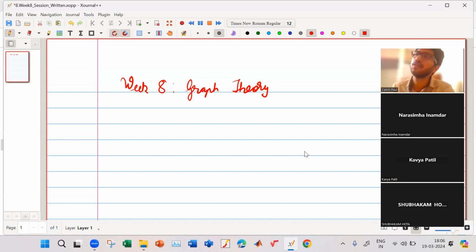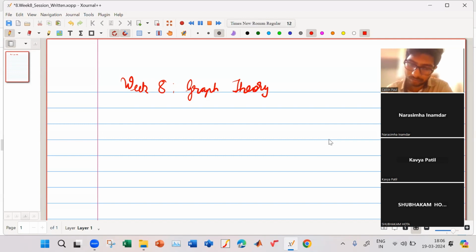Okay. Are you talking of that block reduction method? Yes. Okay. I don't exactly know how we can use graph theory for frequency response.